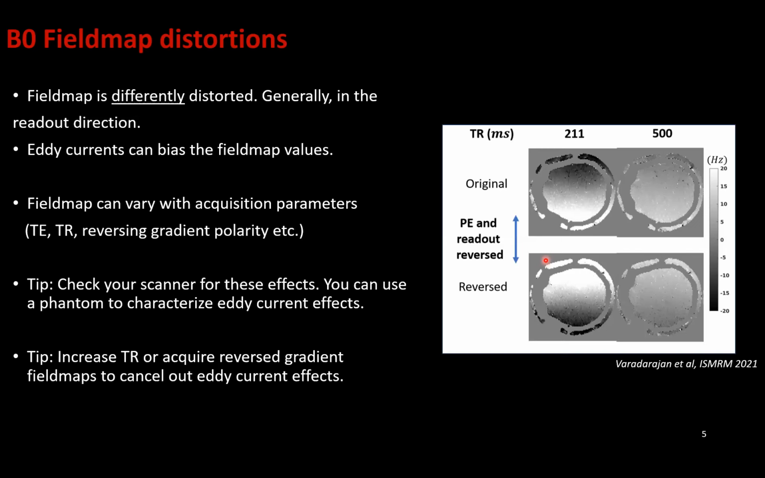If you want to deal with short-term eddy current effects, you can increase the TR of your field map as much as you can, and that mitigates some of these effects. Secondly, you can acquire reverse readout gradient field maps and see for yourself if there are distortions, and either add or subtract them to look at susceptibility versus eddy current effects. So there are ways in which you can address these findings. That's what I want you to take away from this slide.